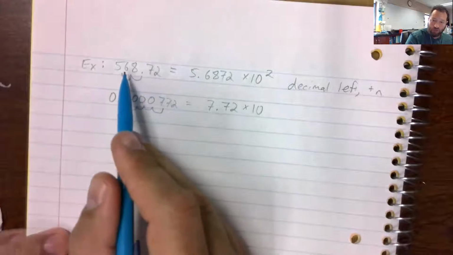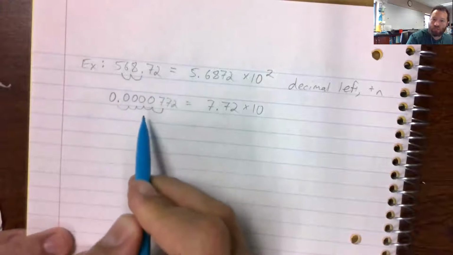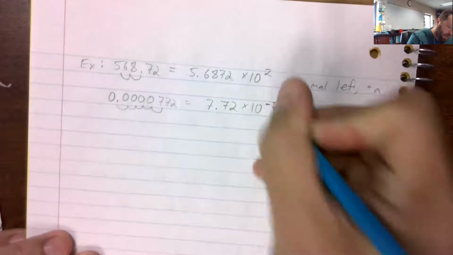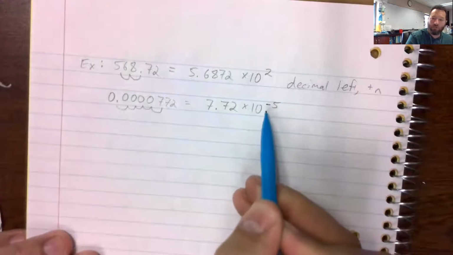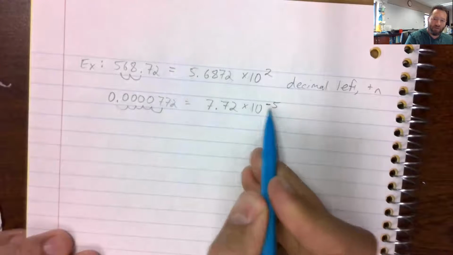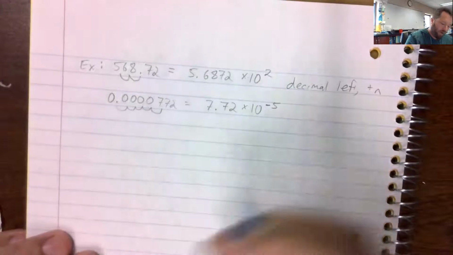So this number here we made smaller. This number we're actually making bigger. We're bumping that decimal to the right. When you bump it to the right, it's going to be a negative integer. So because we bumped it 5 times, there's the 5. Negative tells us we went to the right.